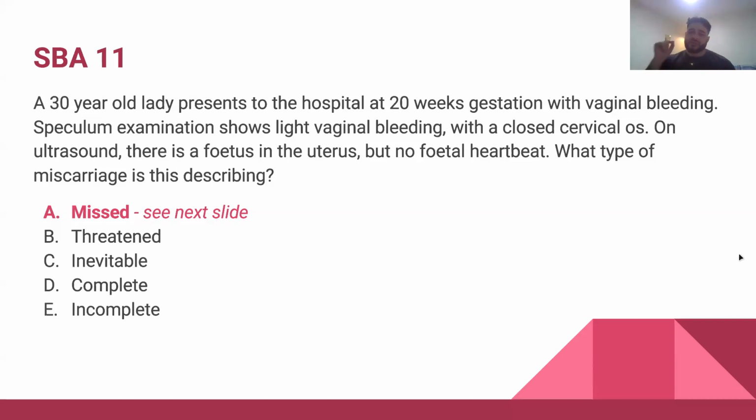Yeah, so this is a missed miscarriage. The key things in the question that are really highlighting the missed miscarriage are the fact that there's no fetal heartbeat, the fetus is still in utero, and the cervical os is closed. So basically what's happened is that the fetus unfortunately died in utero, and it's gone unnoticed by the mother until she presented with some light vaginal bleeding.